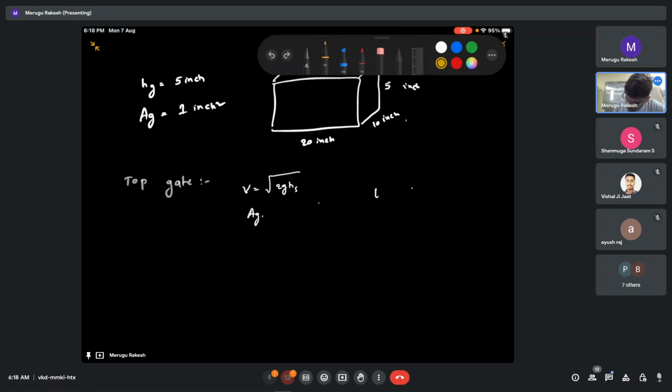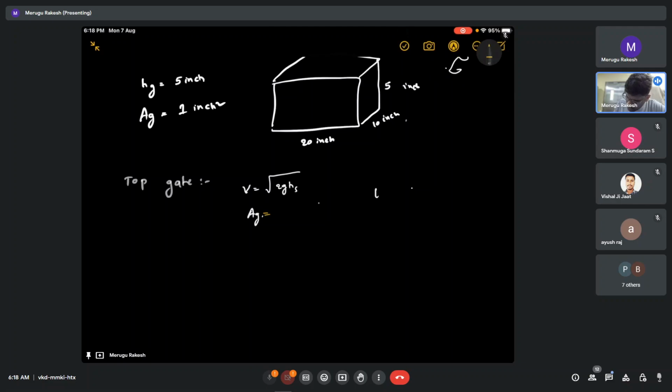Hope you can see. Area of the gate we have that is 1 inch square. This is nothing but square root of 2 times g. So g value we should take, so let us keep everything in centimeters. Okay. So 2 into 981 into the height, which is 5 inches, that is 5 into 2.54. This gives you the velocity. The area is 1 into 1 inch, that is 1 by 2.54 whole square. Fine. Then we'll get the area here.